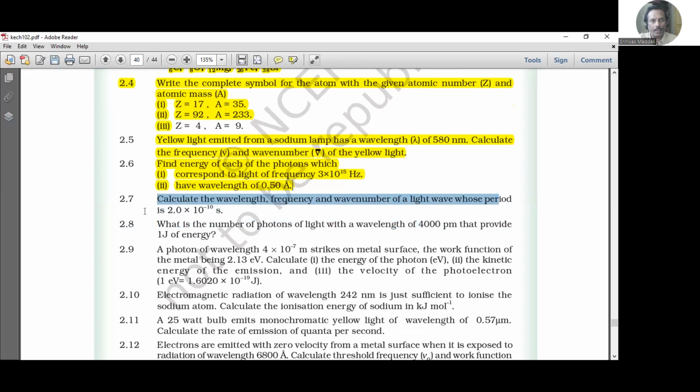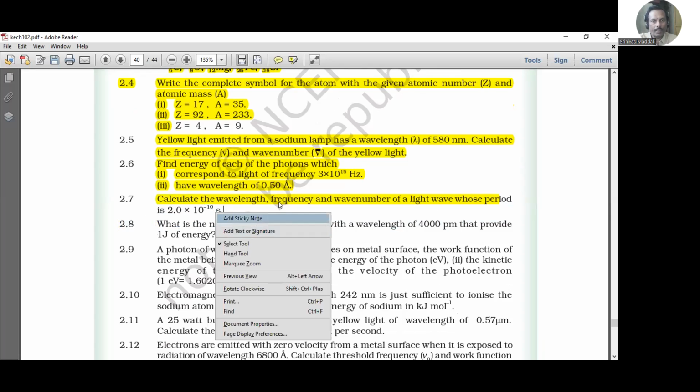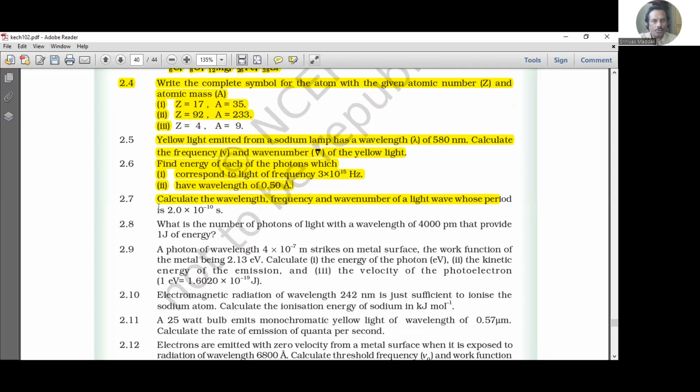Calculate the wavelength, frequency, and wave number of a light whose period is 2.2 into 10 to the power of minus 10 seconds. So the period value is given here. If the period value is given, how to find out nu, lambda, and nu bar? Let us try to understand the question.